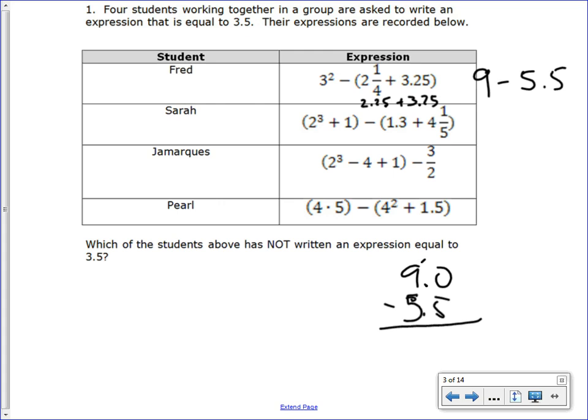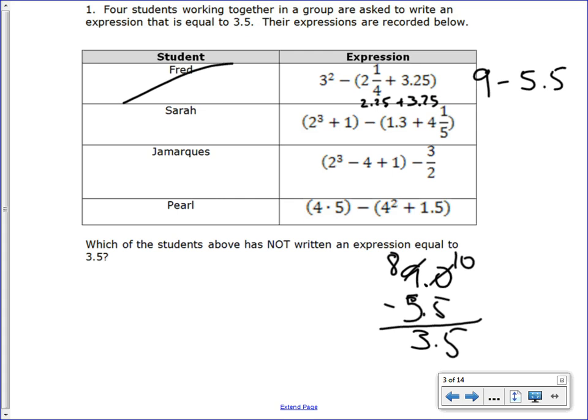All right, I'm going to borrow from the 9 and make it an 8, and 0 becomes a 10. Whenever you add or subtract decimals, you line them up. So I'm going to subtract, and that's 3.5. So it cannot be Fred because his did equal 3.5.